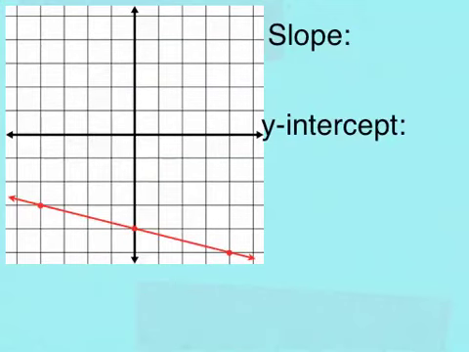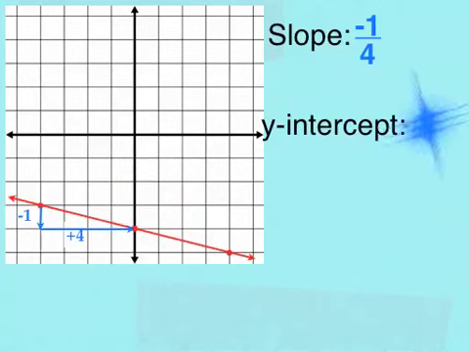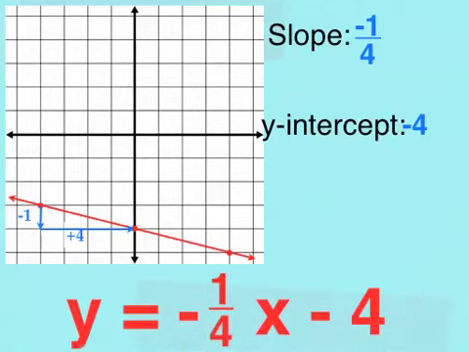The next example, we need to find the slope and the y-intercept of this line. When I find the slope, I need to move down 1, so my rise would be a negative 1. And then I need to move to the right 4, so my run would be a positive 4. So my slope is a negative 1 over 4. The y-intercept of this line is at negative 4. When I use the slope and the y-intercept to write the equation of a line in slope-intercept form, I get y equals negative 1/4 x minus 4.